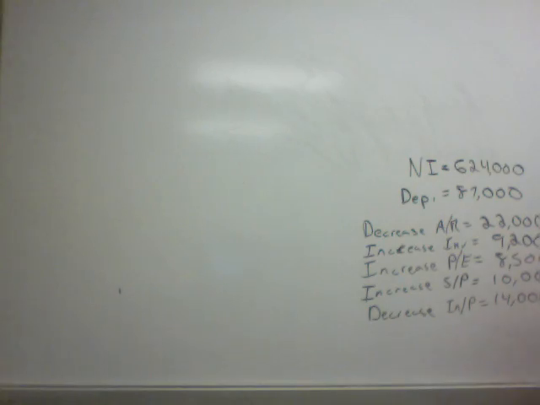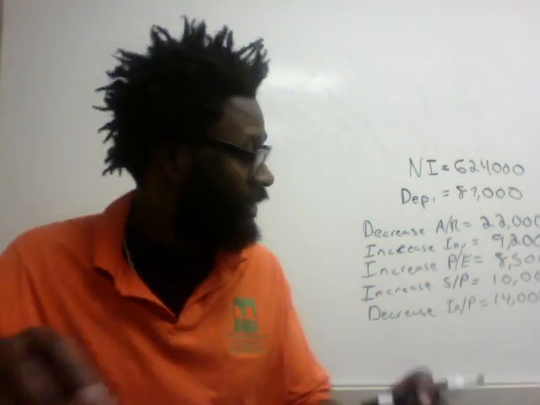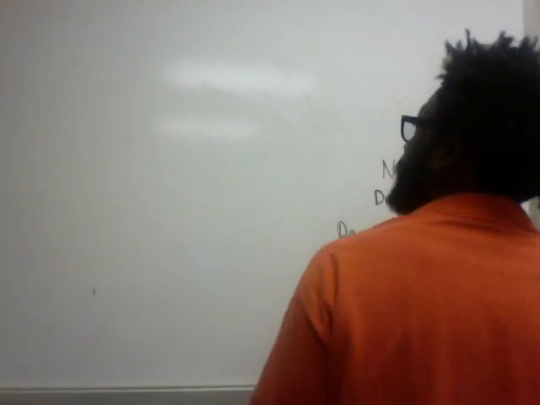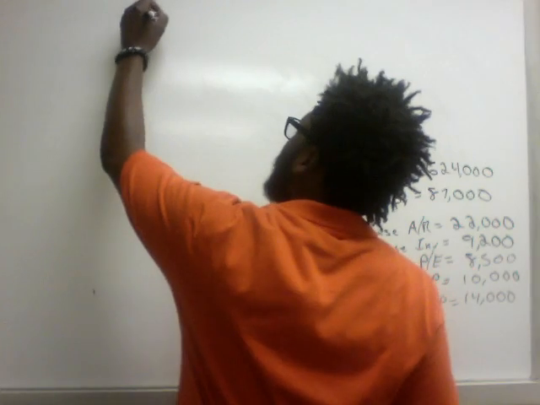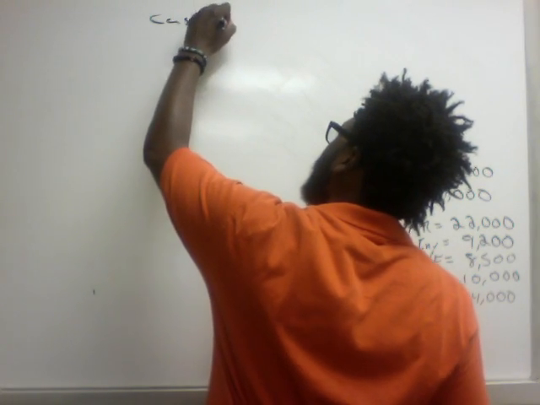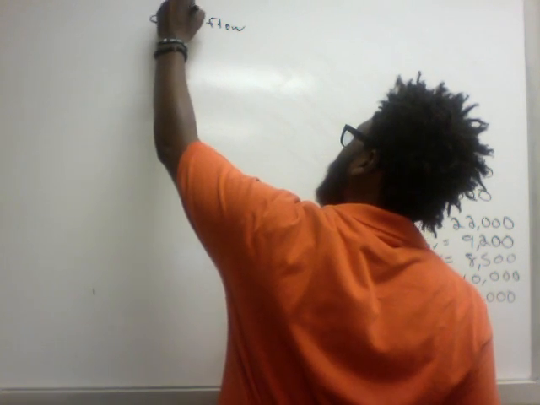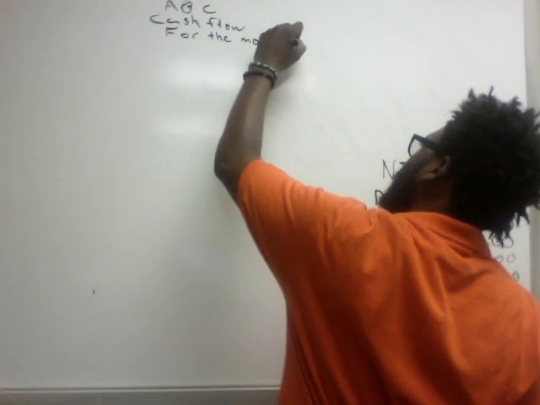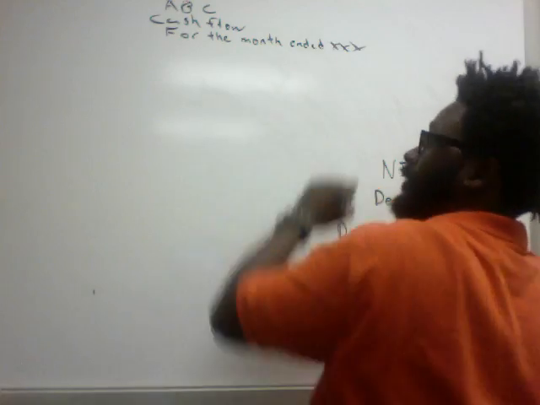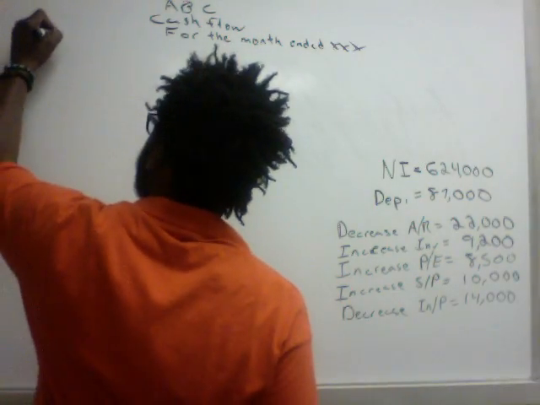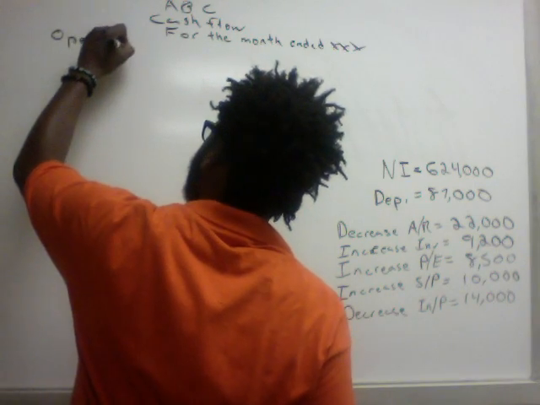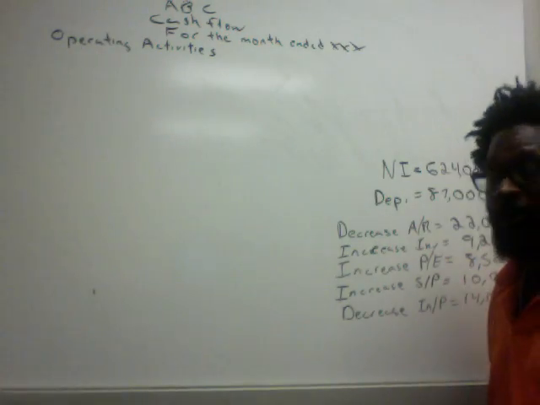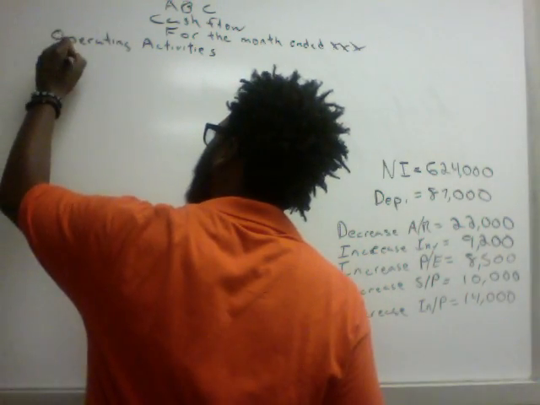And what they want us to do is create the operating activity section of the cash flow statement. So of course we would start off with our cash flow heading: the company name, and the period, so for the month ended. So we're going to start with our operating activities, and we're going to start with the very first part that we always start with, net income.